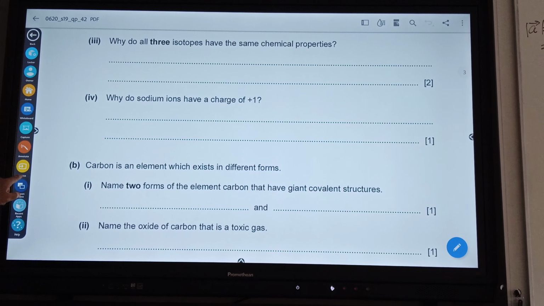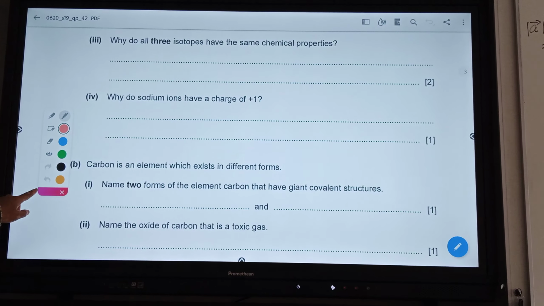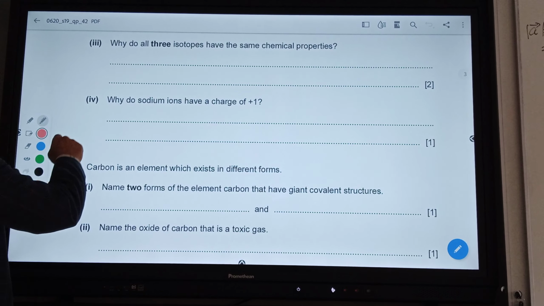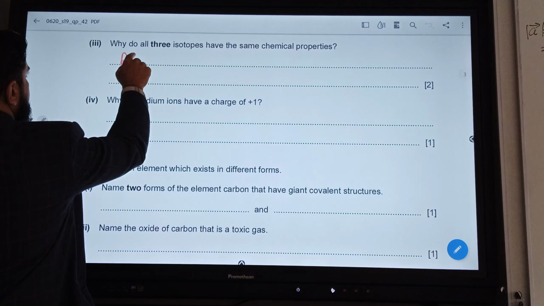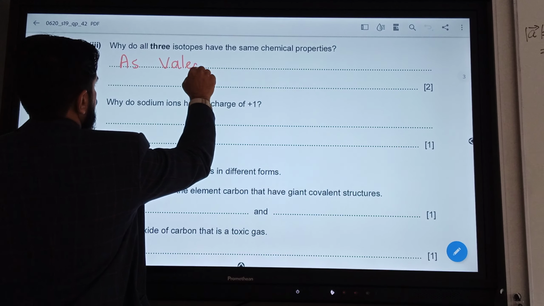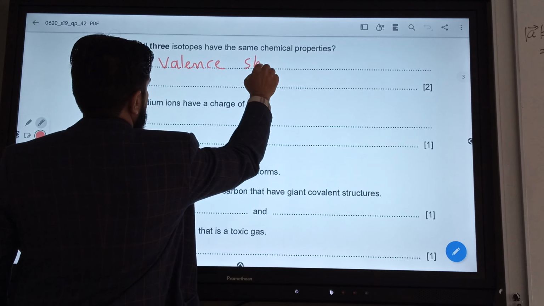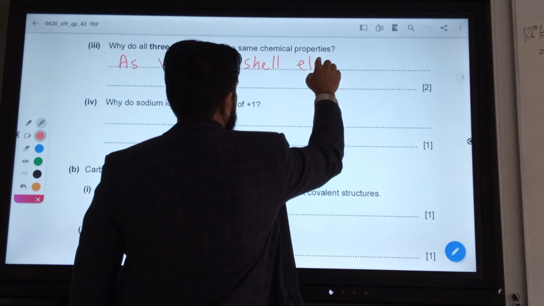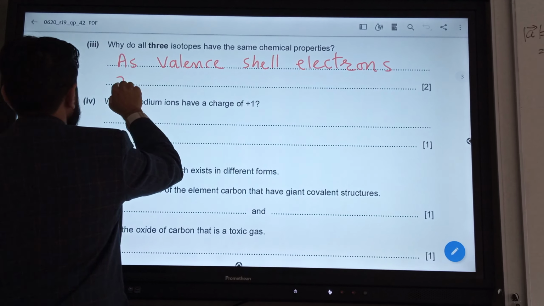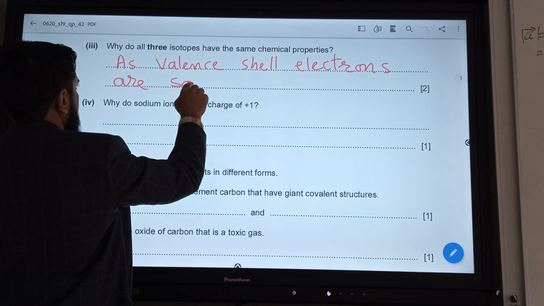Here he says, why do all three isotopes have the same chemical properties? And we know that valence shell electrons are the same.